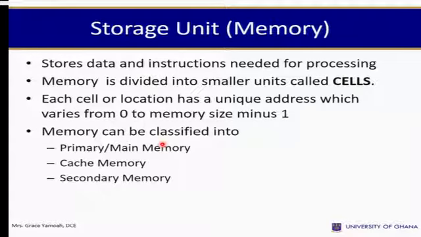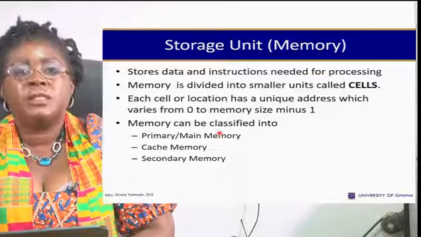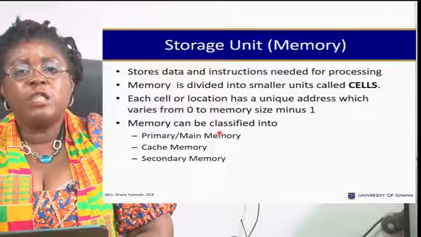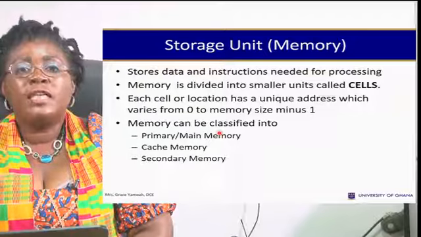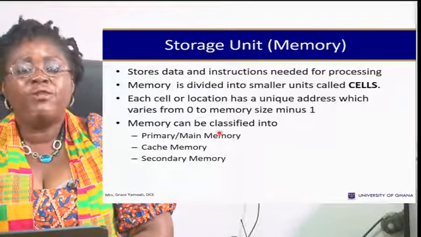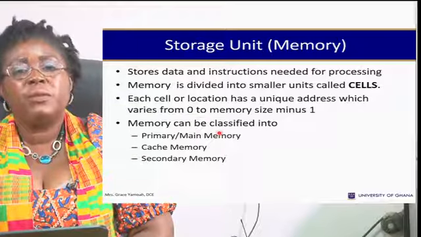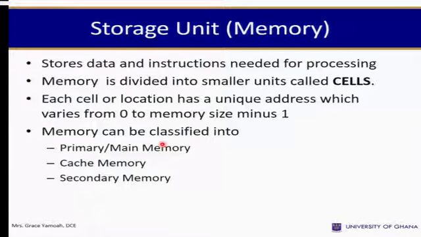Primary storage. Stores data and instructions needed for processing. Memory is divided into smaller units called cells. Each cell or location has a unique address, which varies from 0 to memory size minus 1. Memory can be classified into primary main storage, cache memory, and secondary memory.